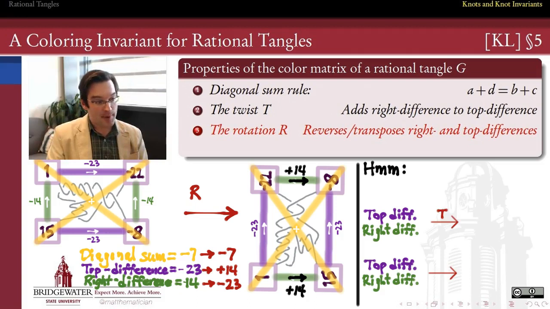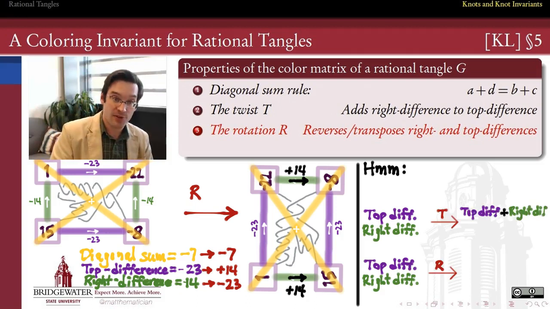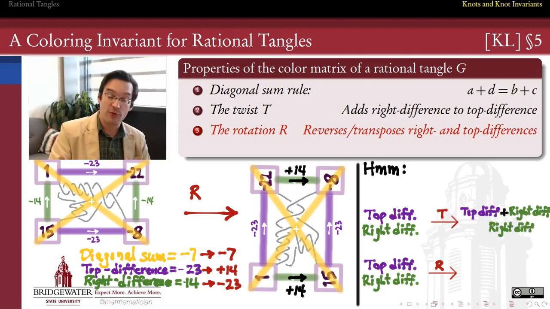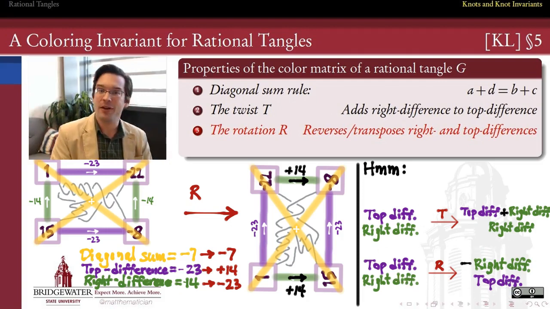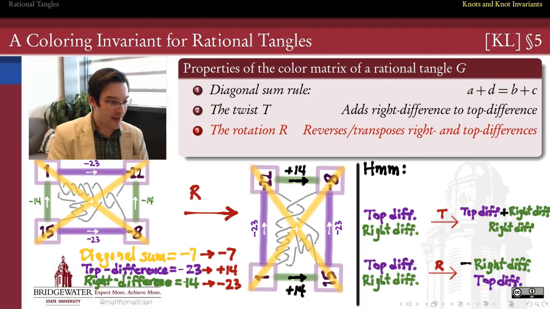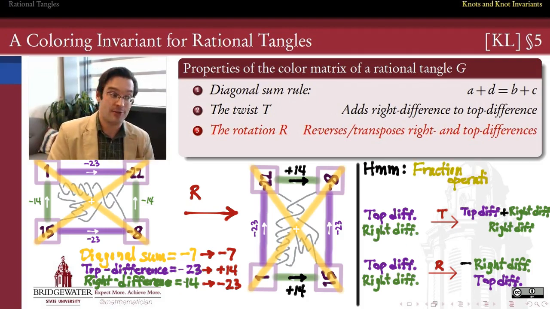If we take a look at what's happening to the combination of the top and right differences under these two transformations that fundamentally define rational tangles, the top difference, when I add in a twist, is changing to the top plus the right, and the right is remaining the same. Meanwhile, when I rotate, the top is turning into the opposite of the right, and the right is turning into the top. And this arithmetic looks kind of familiar. It kind of looks a lot like the kind of operations that we did when we were working with fractions. So what fraction operations are we really doing here?